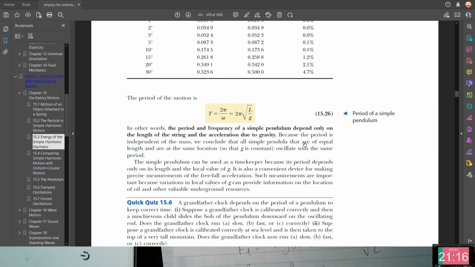Suppose a grandfather clock is calibrated correctly and then a mischievous child slides the bob of the pendulum downward on the oscillating rod. Does the grandfather clock run A, slow, B, fast, or C, correctly? Suppose a grandfather clock is calibrated correctly at sea level, then taken to the top of a very tall mountain. Does it now run A, slow, B, fast, or C, correctly? Okay.